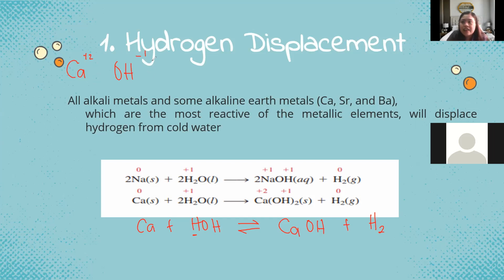So if we add the positive and negative charges, this will not be equal to 0. And then, kung hindi siya equal to 0, then we have to do the crisscross. So the hydroxide will have 2 as the subscript. So that is what, ito yung magiging products ng reaction ni calcium again and ni water.